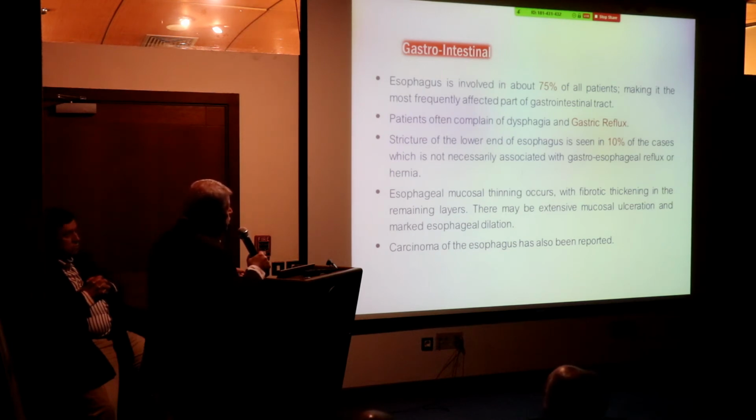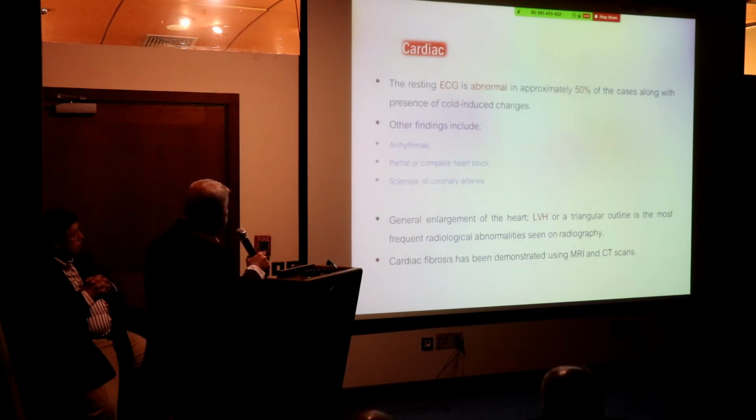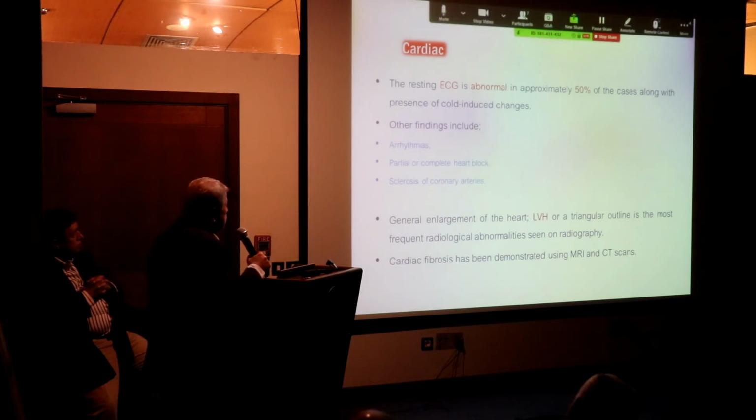Gastrointestinal has been mentioned. 75% are involved. Gastric reflux is there, and it's a threat for me at all times. The other thing is cardiac. It's a multi-system disease, as my previous colleagues have mentioned. The myocardium is involved in up to 50% of patients. They are prone to arrhythmias, to some sort of blocks, whether unilateral or bilateral block, complete block, or even sclerosis of coronary arteries, which we don't see but is there.